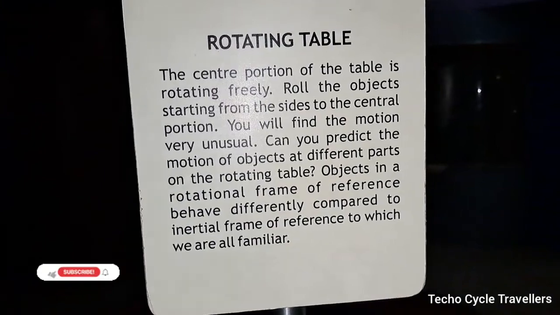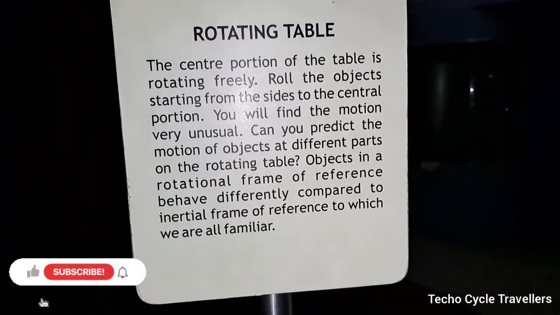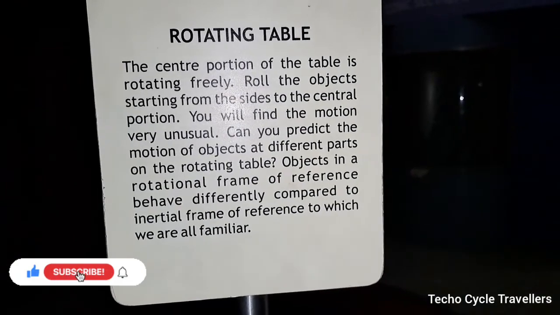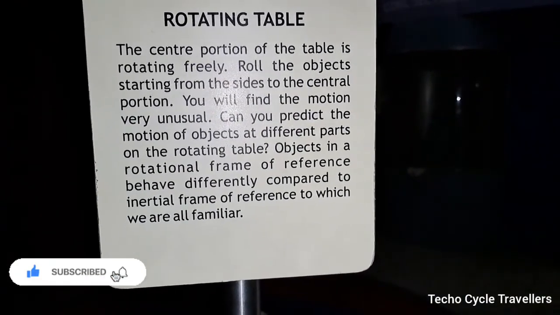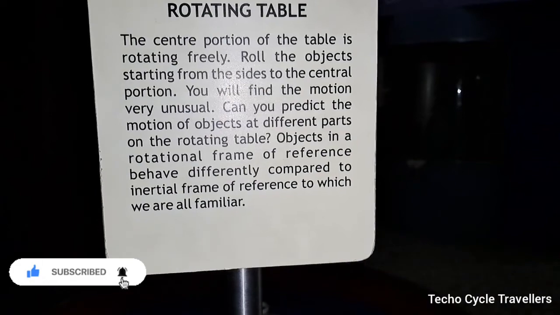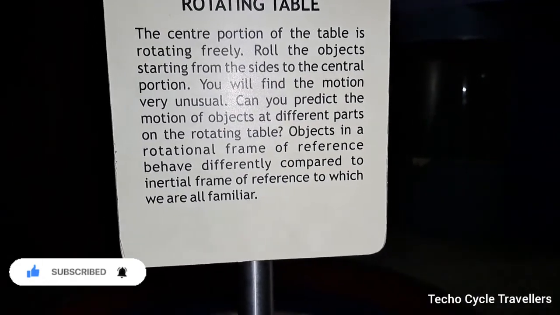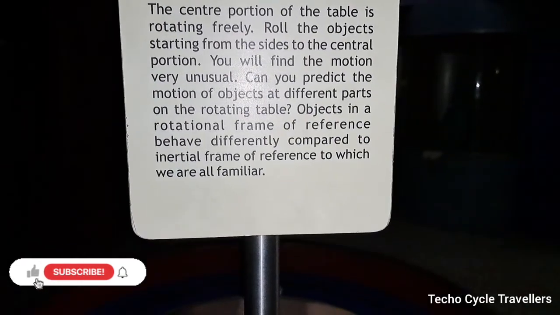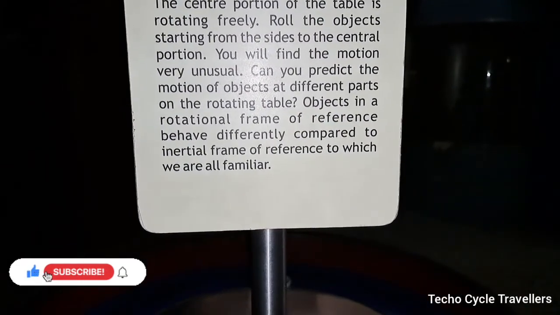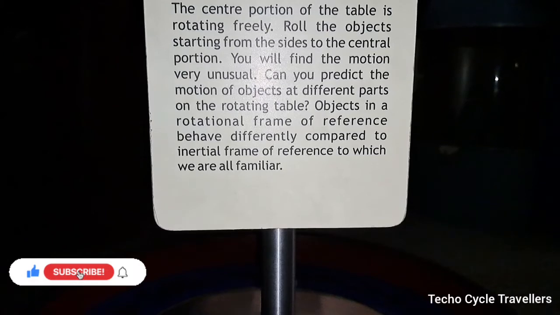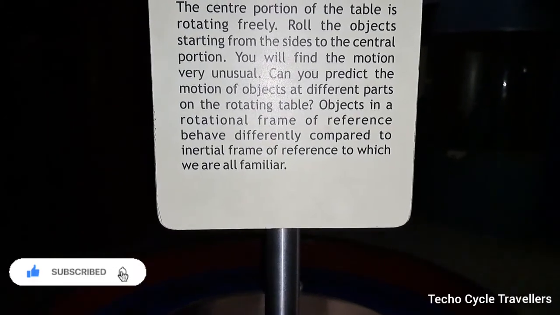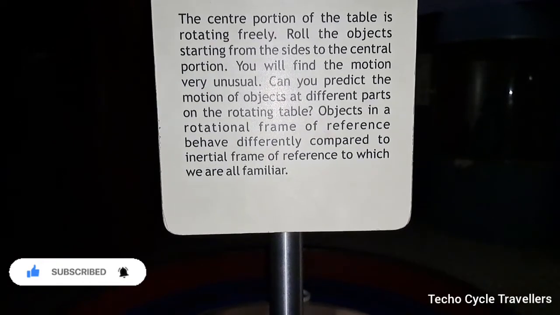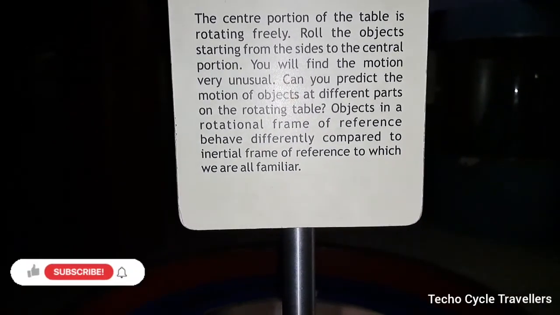Rotating table. The center portion of the table is rotating freely. Roll the objects starting from the sides to the central portions. You will find the motion very unusual. Can you predict the motion of the objects at different parts on the rotating table? Objects in a rotational frame of reference behave differently compared to an inertial frame of reference, which we are all familiar with.